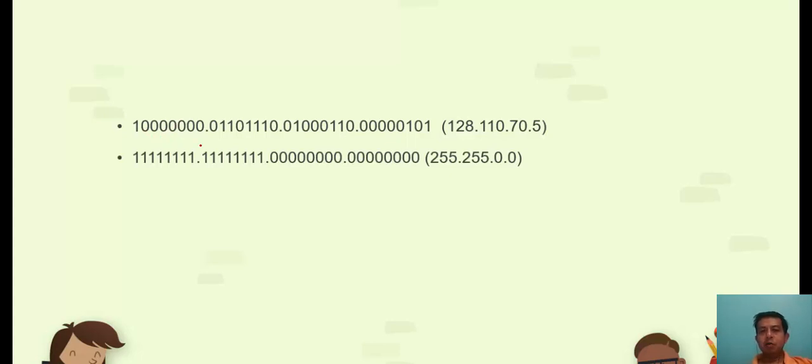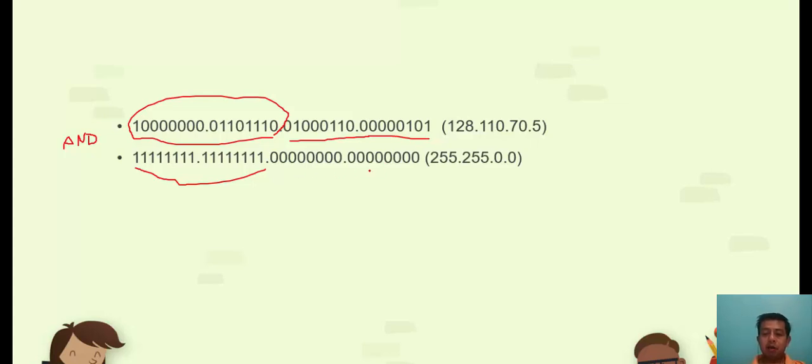To mask it, I can logically AND with the required number of bits with 1. I want to have these bits as they are, so I will logically AND them with all ones. If I logically AND this part with all ones, I'll keep it. But if I logically AND this other part with zeros, it will become 0. So the network part I logically AND with 1, and the host part I logically AND with 0.